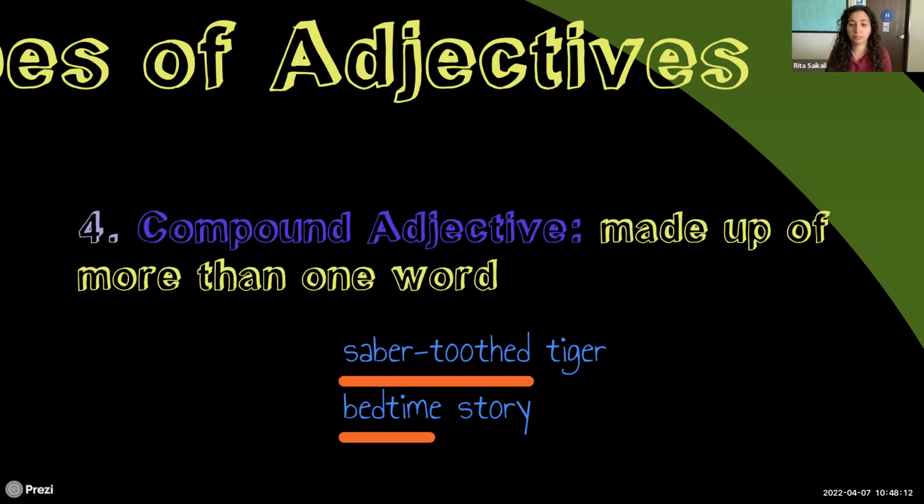Saber-toothed tiger. Saber is a word by itself, tooth is by itself, but together they form an adjective describing the tiger. What kind of tiger? It's a saber-toothed tiger. Bedtime story. Bed is a word by itself. Time is a word by itself, but together, bedtime story, then it becomes the adjective, right? So bed and time are two independent words that are put together, and it's called a compound adjective, in this case, when we're using it as an adjective.